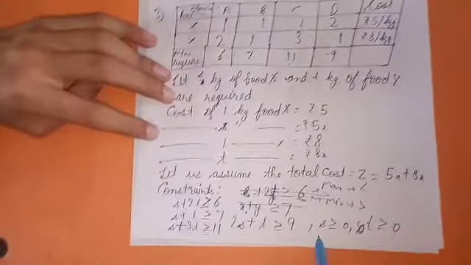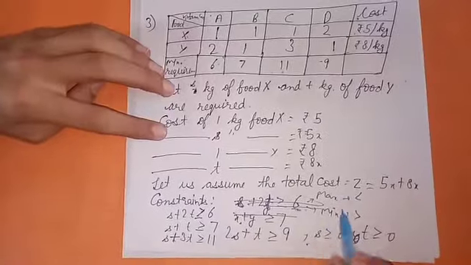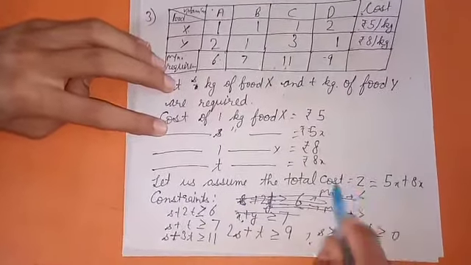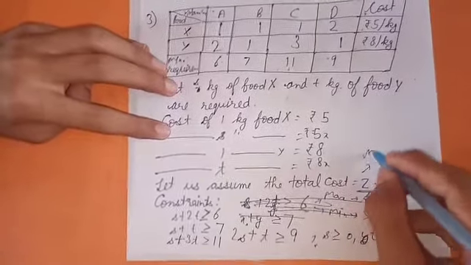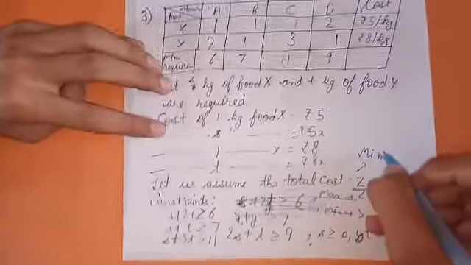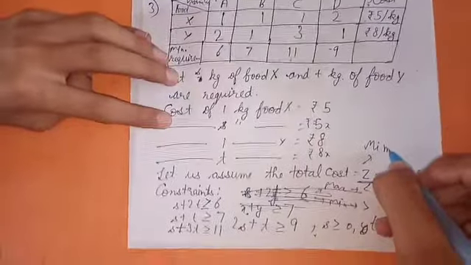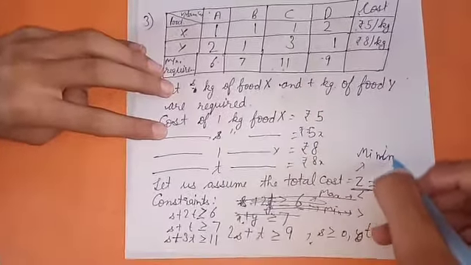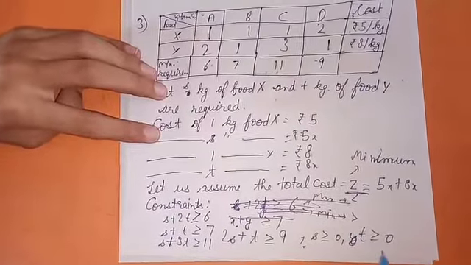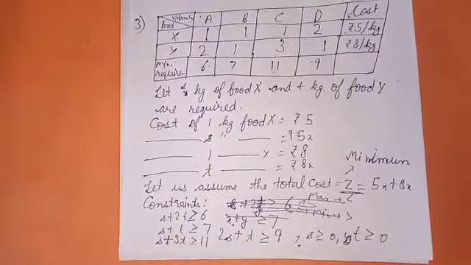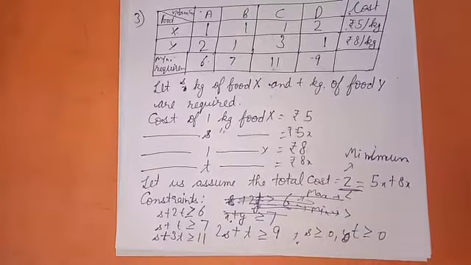Okay, these are our constraints, and this is our Z. That is what you have to do. For the cost, what you will want is the minimum cost. So we have to minimize this with respect to these constraints. So you can solve this. Also, you can try further questions.